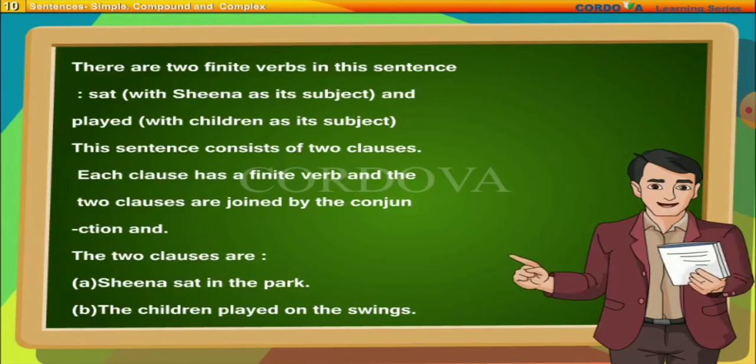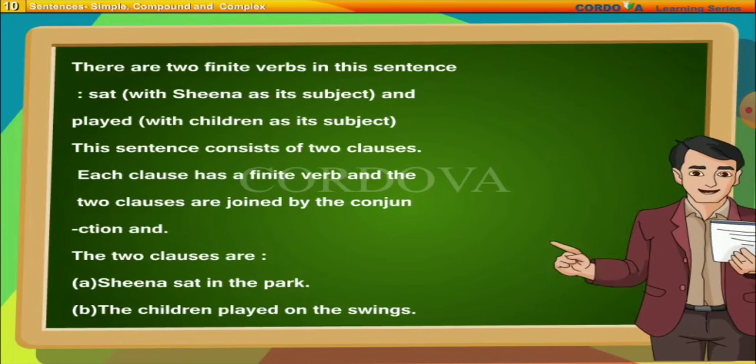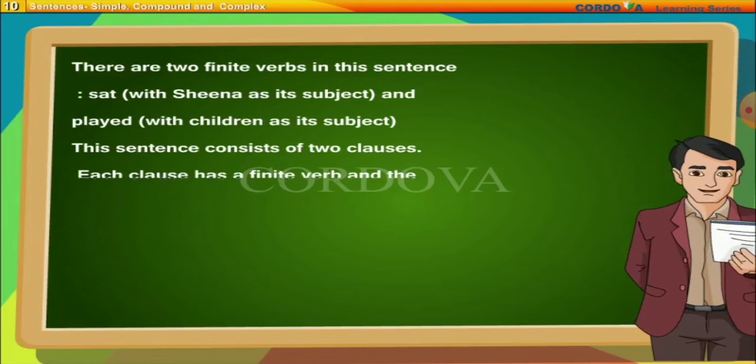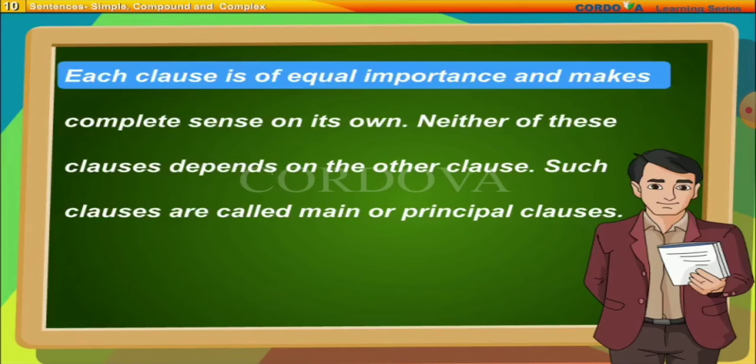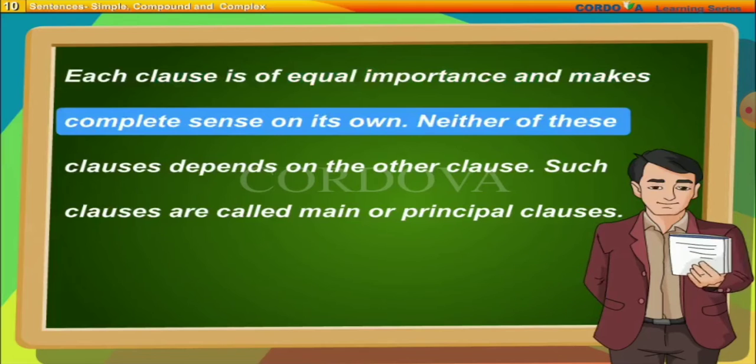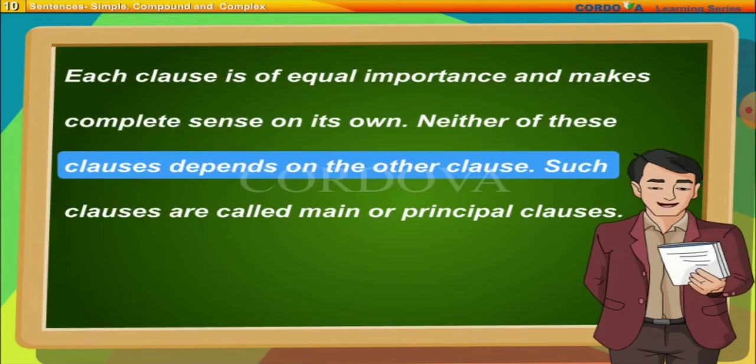If a compound sentence consists of two clauses and the subject of both the clauses is the same, the second subject is usually not mentioned. Examples: Sheena sat in the park and she read a book. Sheena sat in the park and read a book. The second subject, she, is not mentioned.